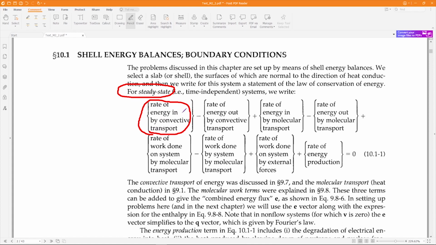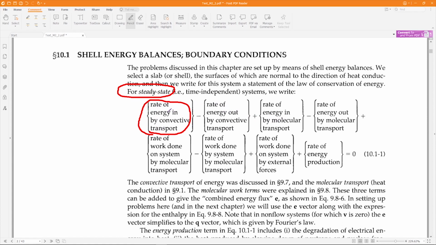So the form is, we have rate of energy in by convective transport. Okay, so you know the heat energy can be transferred by three modes, right? One is conduction, that is molecular transport, another is convective transport, and the third is radiation. We'll not consider the radiation here. So we'll mainly deal with molecular transport and convective transport.